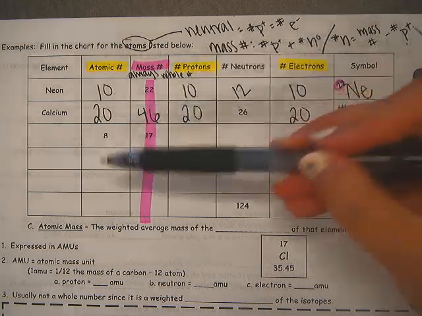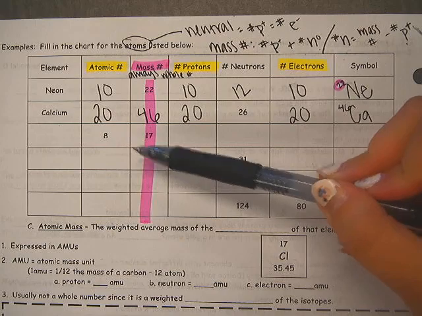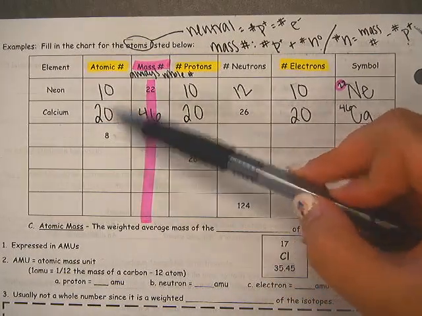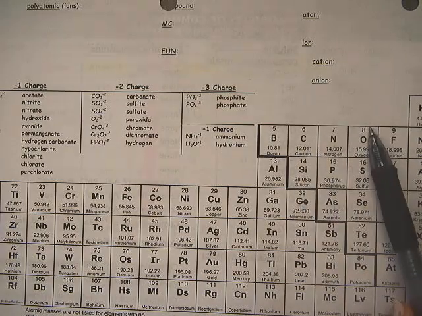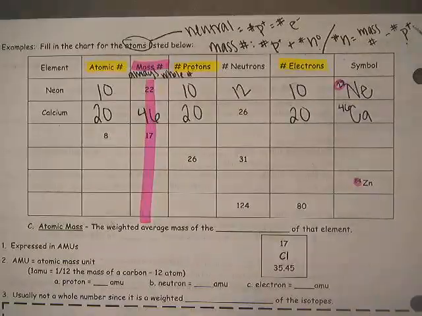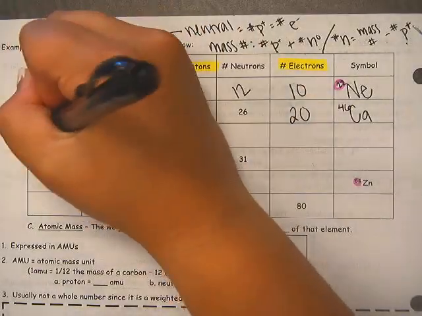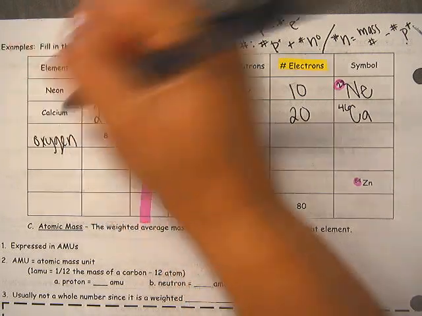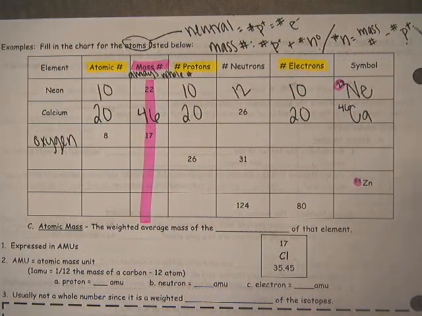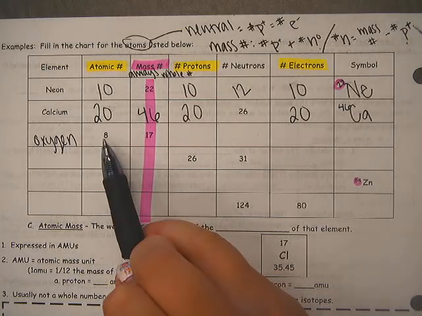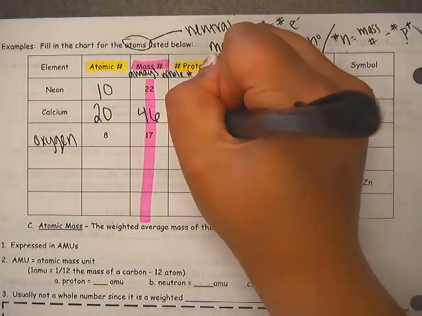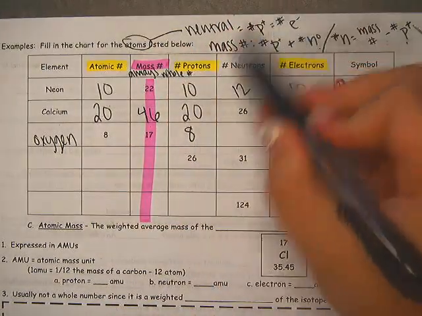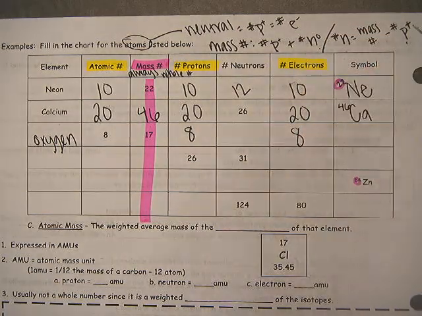And then this next one, I didn't give you the name of the element, but I gave you the atomic number, so you can look that up on your periodic table. Atomic number 8 is oxygen. Since it's atomic number 8, I know that that number 8 will always match my number of protons, and because it's electrically neutral, it's also going to equal my number of electrons.